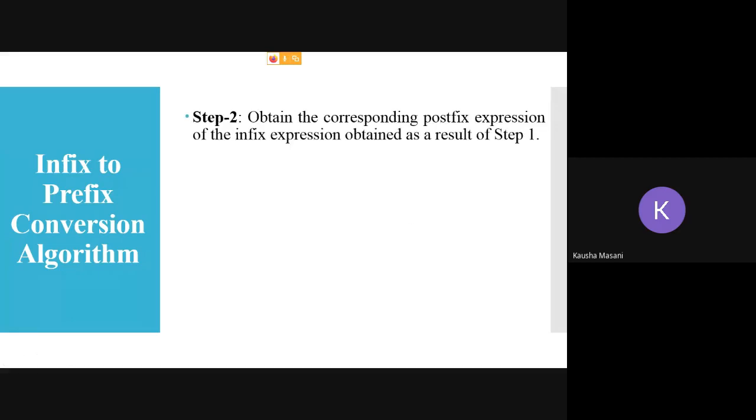Then what you have to do, you have to obtain the corresponding postfix expression of that new infix notation. Okay? So this was your new infix notation, right? You have to do postfix for that. Alright? This is your new infix notation which you just reversed a few minutes back. Now you have to apply your postfix expressions. Okay, the rules of your postfix, whatever you are doing for postfix.